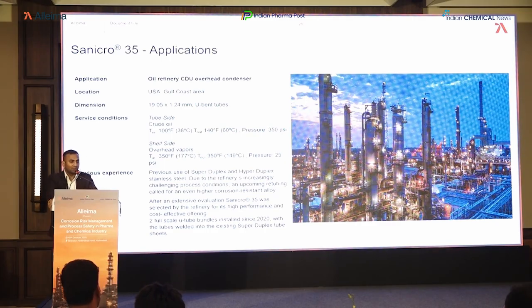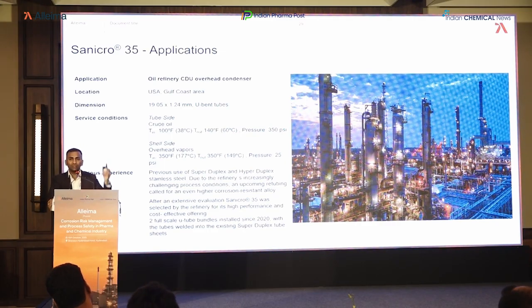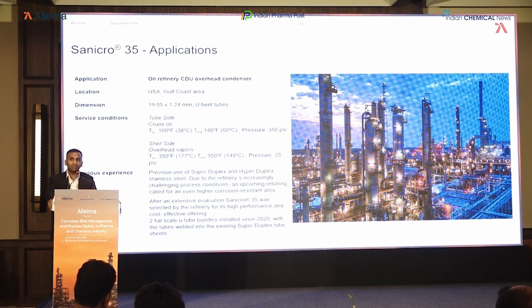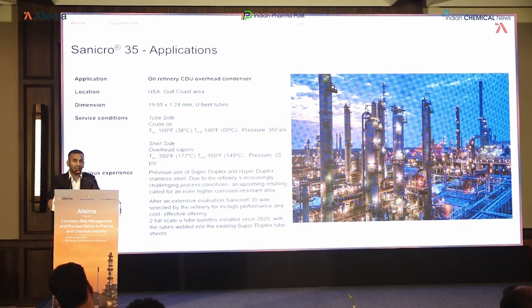This is in a US Gulf Coast refinery. This is the oldest installation. It was installed in the year 2020, so 5 years back now. Previously they were using super duplex and hyper duplex materials there. Due to the refinery's increasingly challenging process conditions, retubing was called for. We evaluated the condition and suggested using Sanicro 35, and it has been running for the past 5 years without any failures.